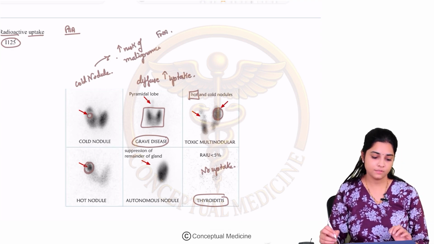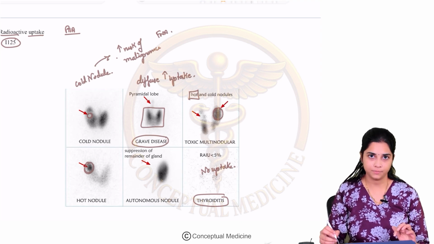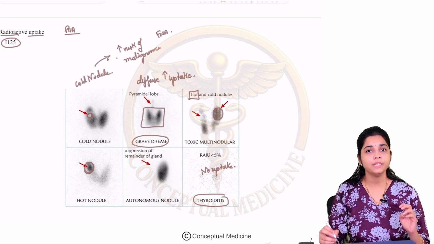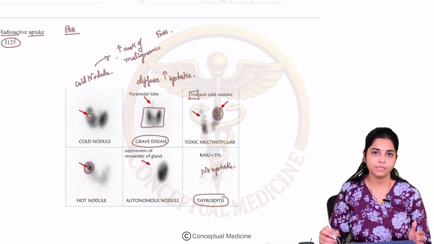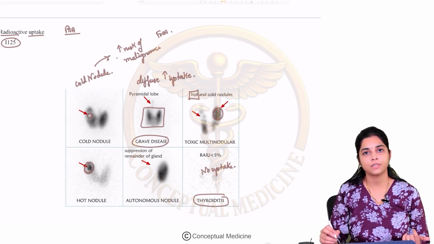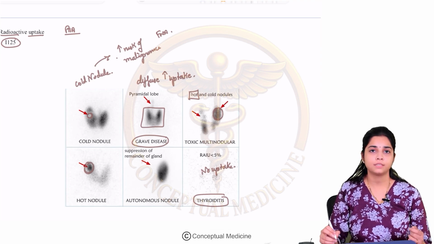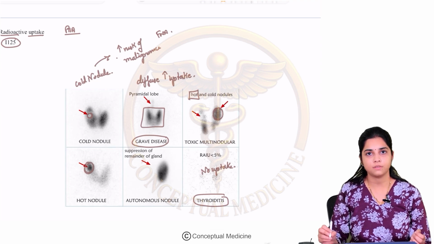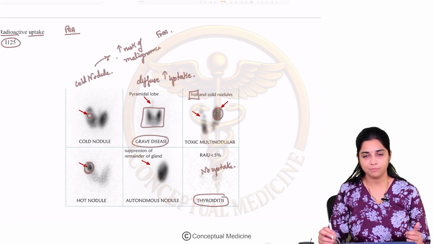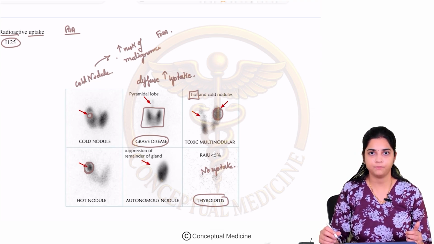So this is about radioactive iodine uptake. With this we have come to the end of our session. We have understood the approach to thyroid function testing, the physiology of thyroid function testing, and various other tests used to identify the etiology of thyroid disorders. In the next session, we will be discussing the disorders of the thyroid per se. Thank you.